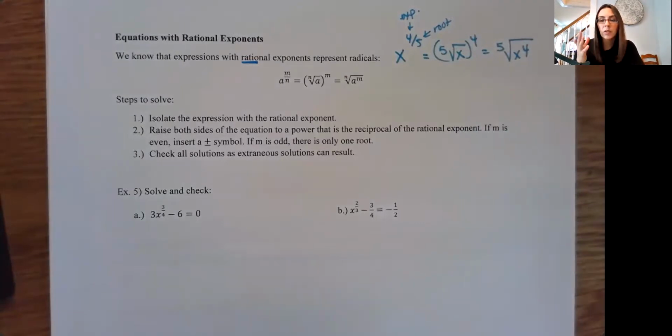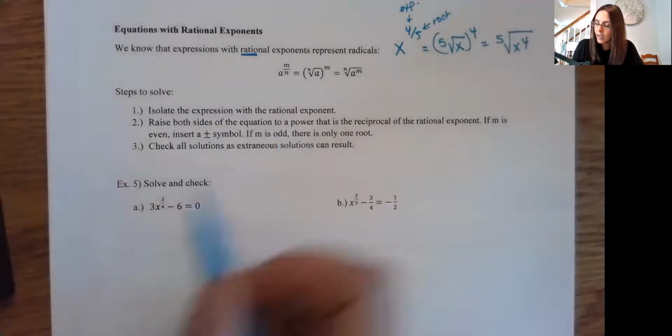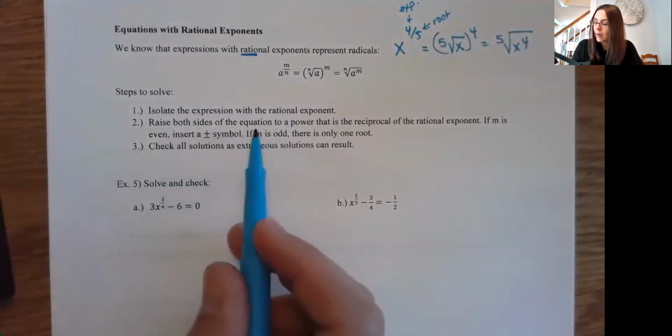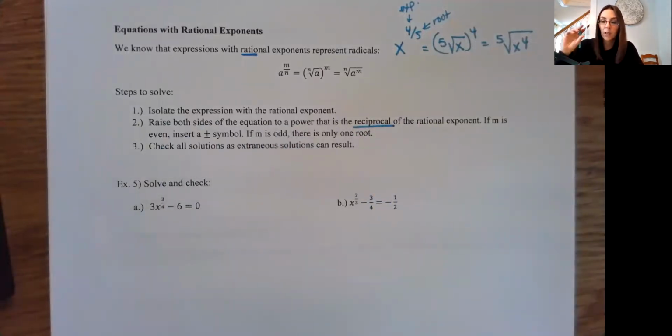And you're going to see that when we're solving, we're going to use a pretty similar strategy. We're going to start by isolating that rational exponent first, just like we isolated the radicals in the last video. So we're going to isolate the expression with the rational exponent, so get that by itself. Then you're going to raise both sides of the equation to the power that is the reciprocal. Again, we want to cancel out that exponent, so we're going to use the reciprocal, which is the flipped version.